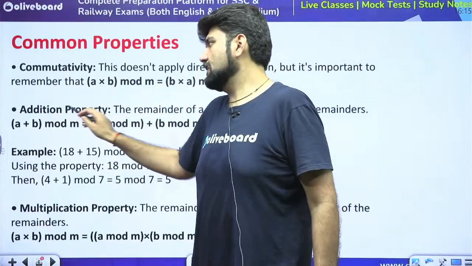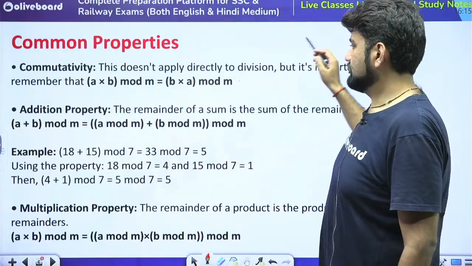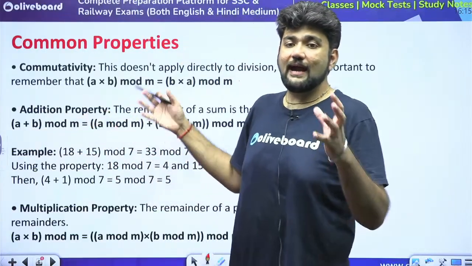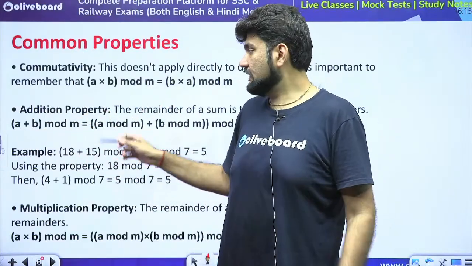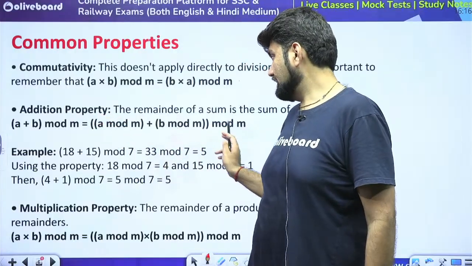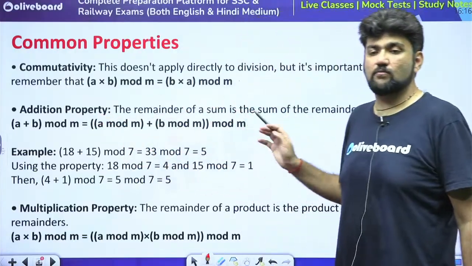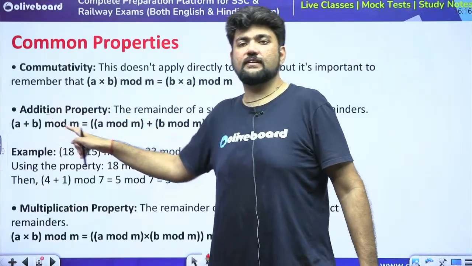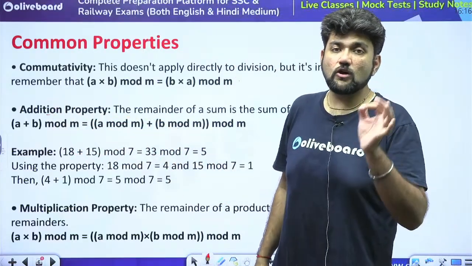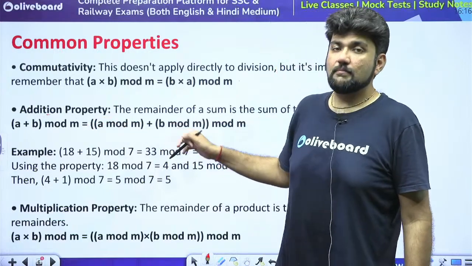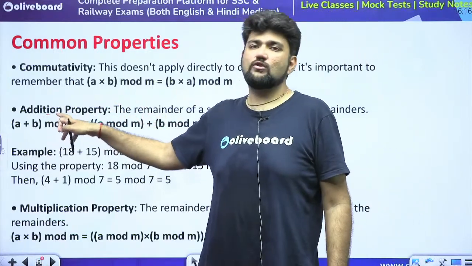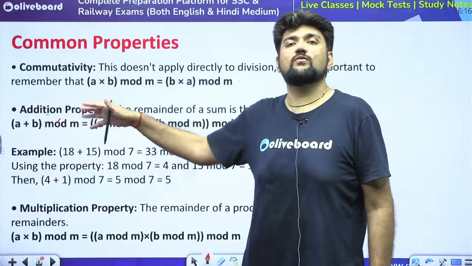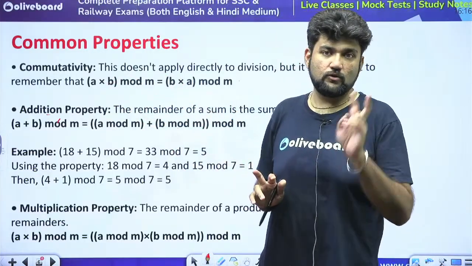Next, the addition property. If I am adding two numbers, A plus B mod M, then rather than adding them and finding the mod, I can individually find their mods, add those mods, and find the final mod. So either this is given and I convert it to this, or this is given and I convert it to this. Remember, you will not always use this in one direction, because sometimes finding it one way is actually time consuming. So you'll have to convert vice versa as per requirement. You need to know both of them.